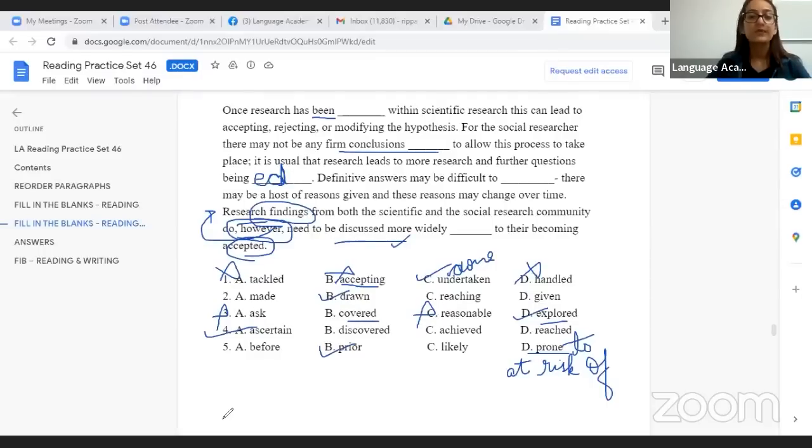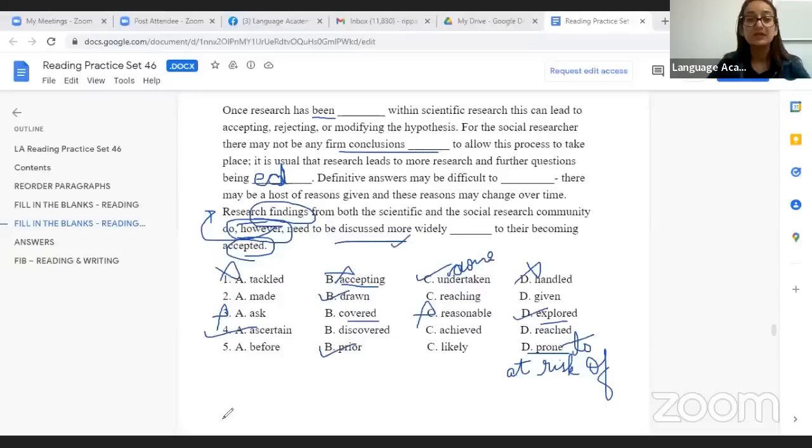The second one, with the noun conclusion, we always use the verb draw. Draw conclusions or conclusions drawn. Questions. In a research, we find the answers to the questions. So basically, we explore more and more questions. The fourth one is correct.